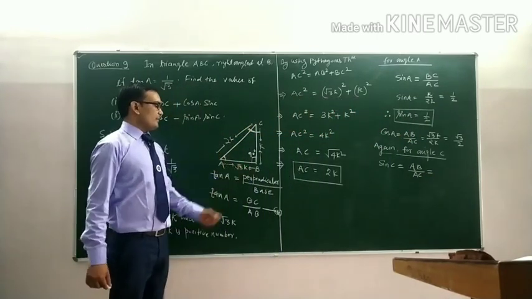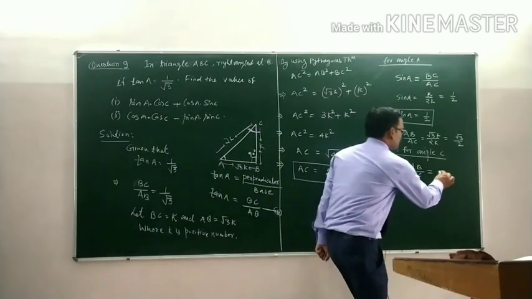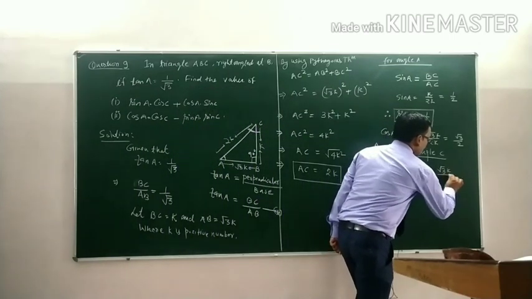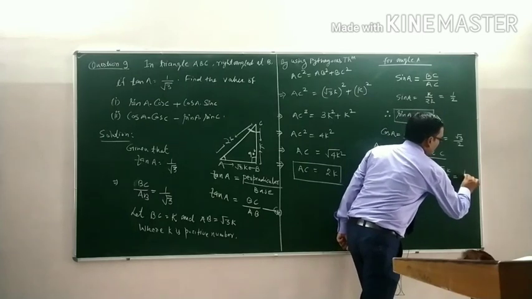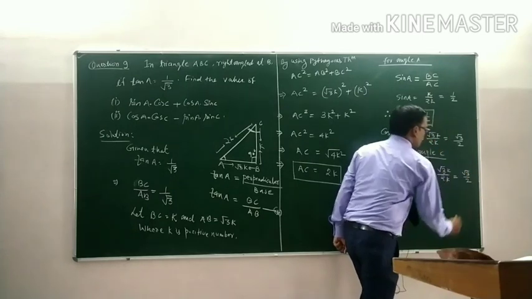What is the value of AB? The value of AB is square root 3k upon 2k. This gives the value square root 3 by 2.